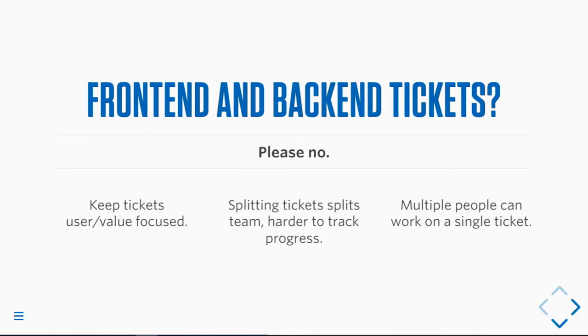Where this happens at Four Kitchens a lot is we discuss whether there should be separate tickets for front end and back end. I apparently have developed strong opinions. I like tickets to be focused on user and value, because if you split tickets, it'll split the team, and it can be harder to track progress because you have a bunch of little things started, and then you have to make sure that you have a ticket for every little piece of something that you've got in progress in the hopper. But multiple people can work on a ticket.